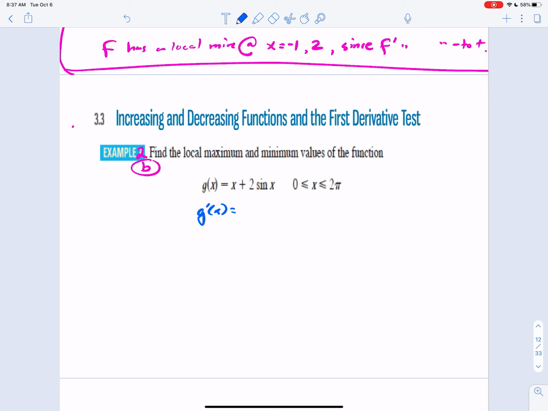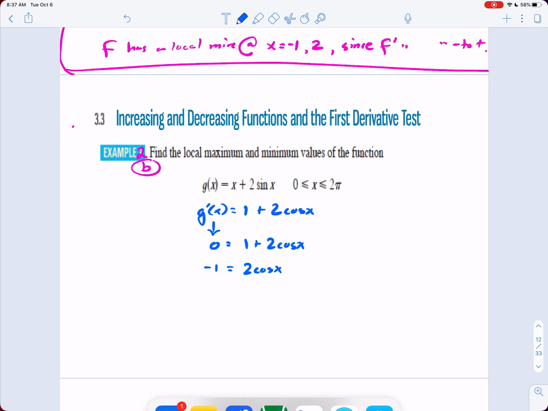The derivative here is 1 plus 2 cosine x. And we set that guy equal to 0 because we're trying to find critical numbers. Now here, you can't really factor anything out, so we can just solve for cosine x. If we subtract 1 to the other side, we're going to have -1 equals 2 cosine x. And if we divide by 2, we're going to get -1/2 equals cosine x.